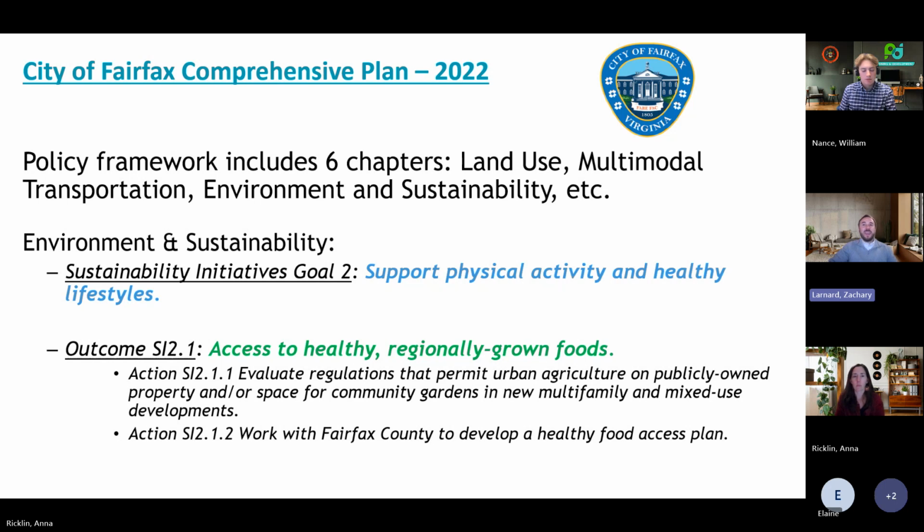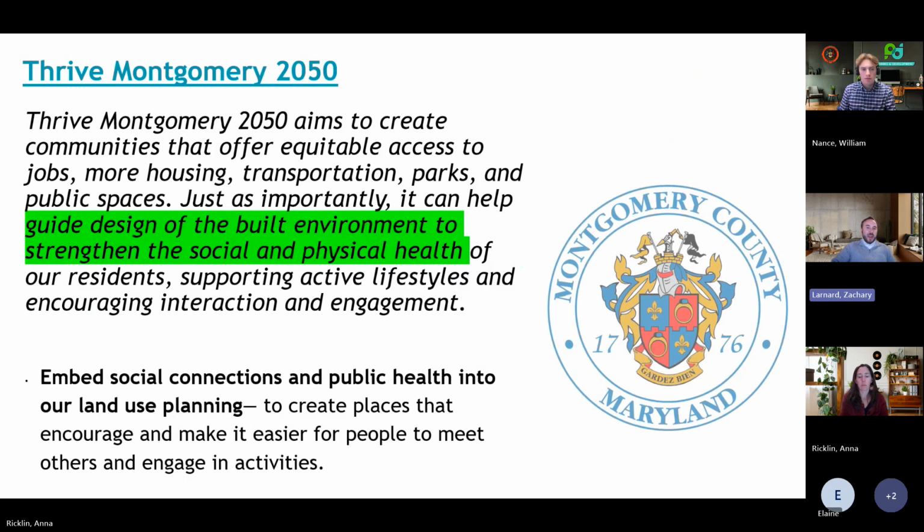And each one of these things, as Anna mentioned, all these things are interconnected, and a lot of these things impact each other. So if we're able to have physical activity and healthy lifestyles, it's also great to have healthy food to go with that, and local food. Another local jurisdiction nearby to us is Montgomery County, which recently passed their Thrive Montgomery 2050 plan. And this was an update to the countywide comprehensive plan in Montgomery County.